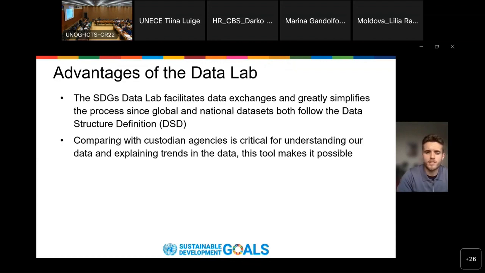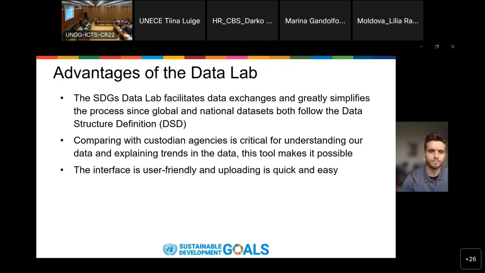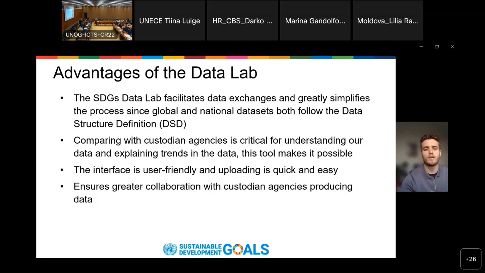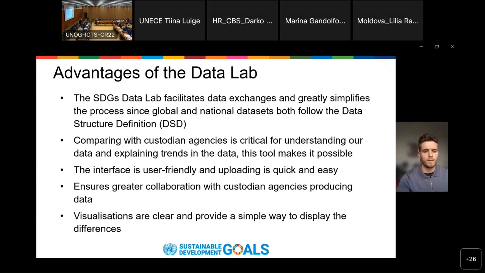We can compare with custodian agencies, and this is really important for understanding our data, kind of beginning to explain these trends that we have, and obviously the metadata is critical for this. In terms of usability, it's incredibly user-friendly, it's very easy and quick, and it allows greater collaboration with custodian agencies, those that are producing the data.